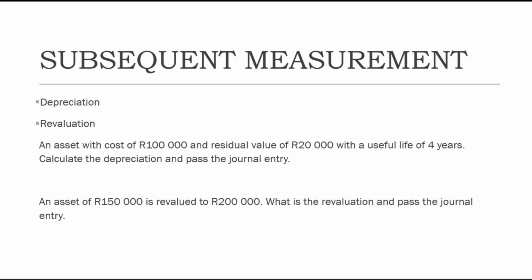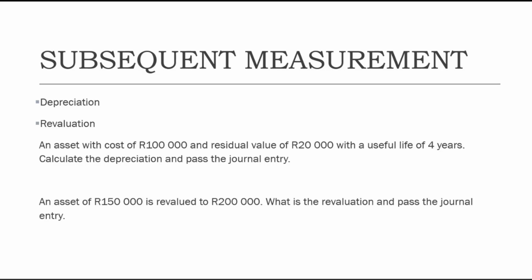The asset has a cost of 100,000, a residual value of 20,000, and a useful life of 4 years. Calculate the depreciation and pass the journal entry to account for depreciation. How are we going to tackle this? Anyone helping us? We are calculating the depreciation. This should be easy.